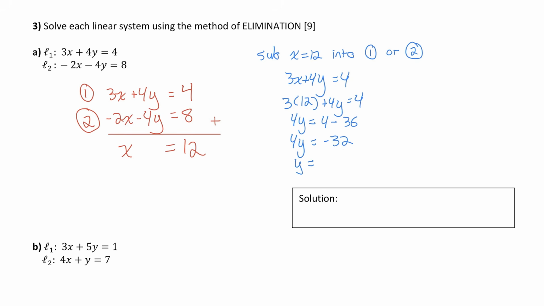Divide by 4, negative 32 over 4 is negative 8. So I know the two lines would intersect at the point 12, negative 8. I can state the solution to this system as being x equals 12, y equals negative 8.